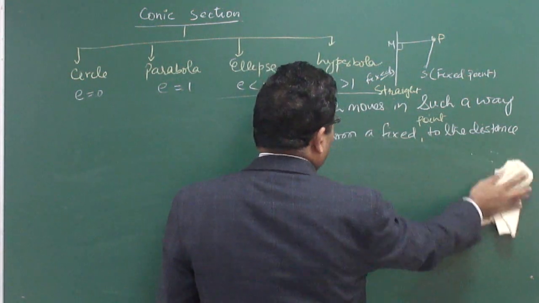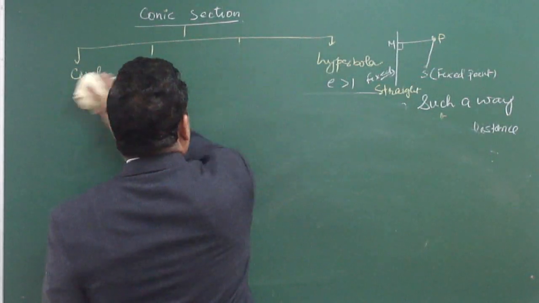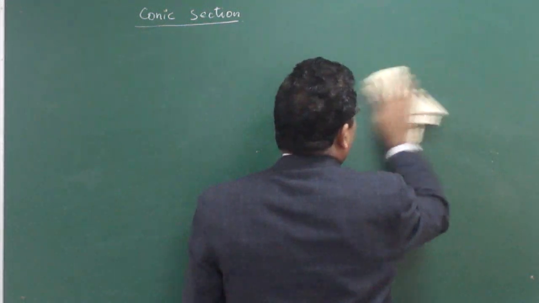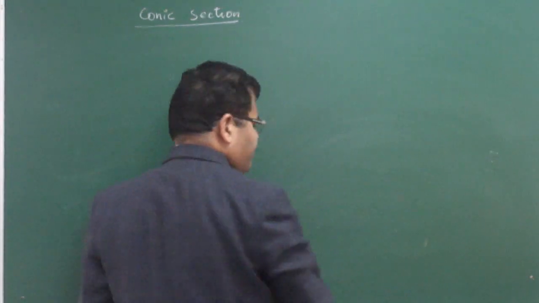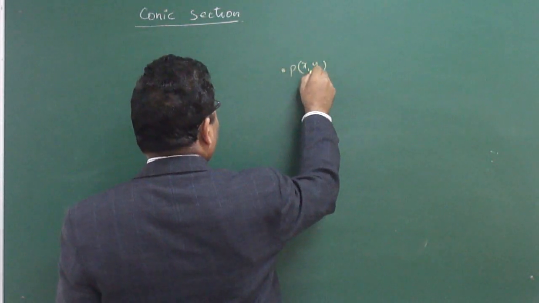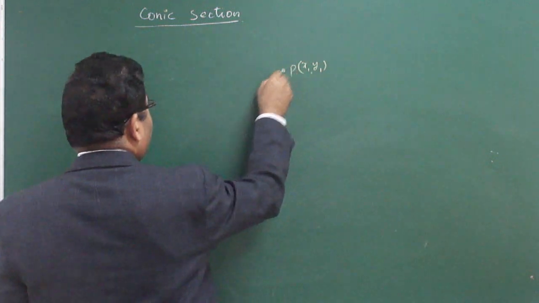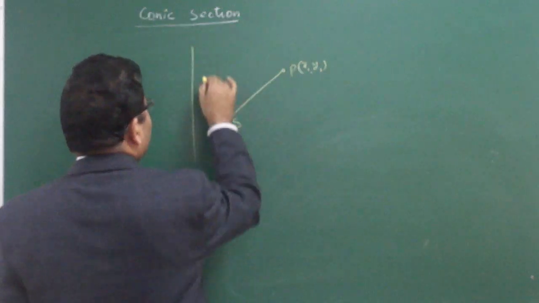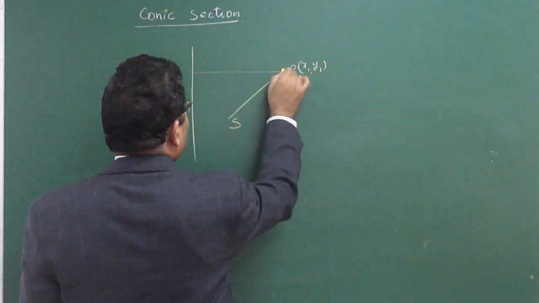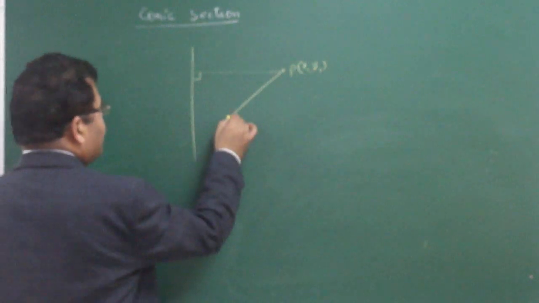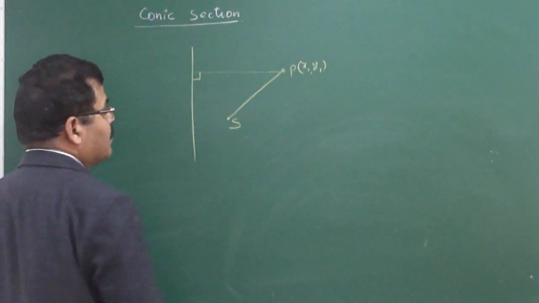So let me draw this once again. All this, what will happen and how this will happen. Let me write this phrase. P (x1, y1) is any variable point which moves in such a way that its distance from a fixed point and its distance from a fixed straight line always bear a constant ratio.